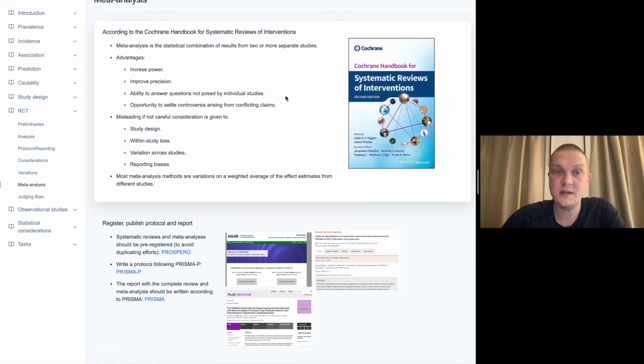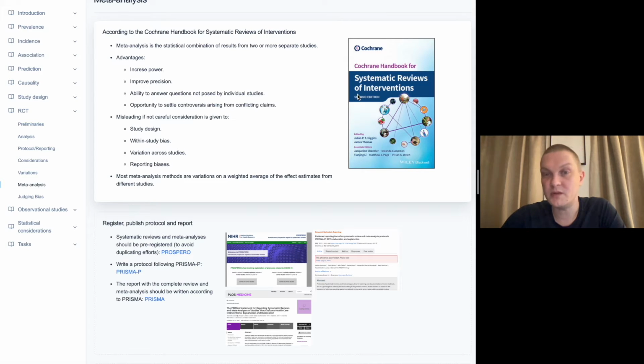They have opportunities to settle controversies arising from conflicting claims. They may be misleading if careful consideration is not given to study design, within-study bias, variation across studies, and reporting of biases. Most meta-analysis methods are variations of weighted averages of effect estimates in different studies.